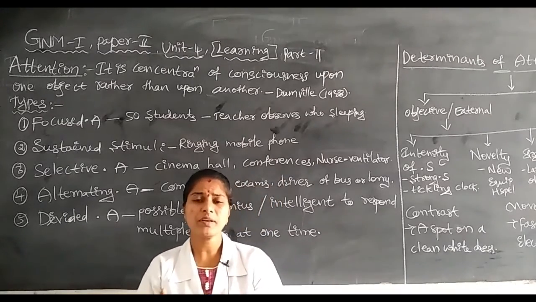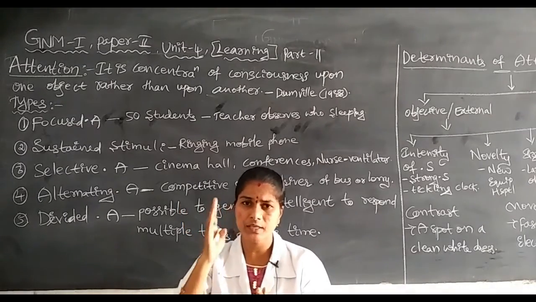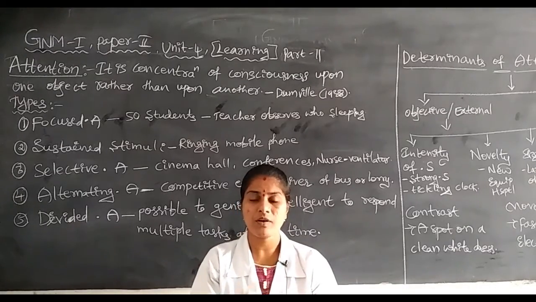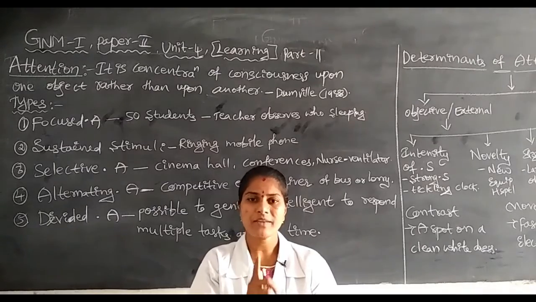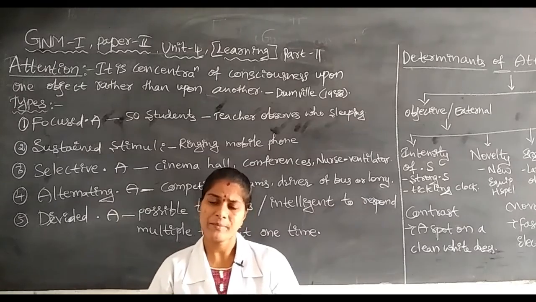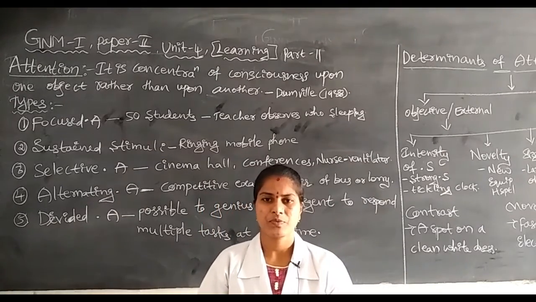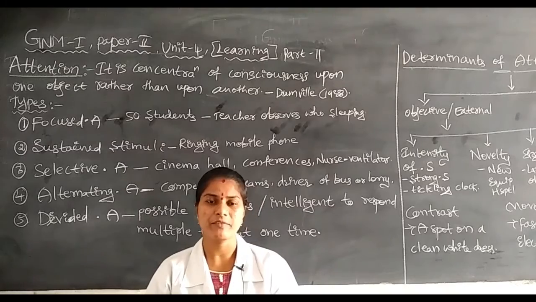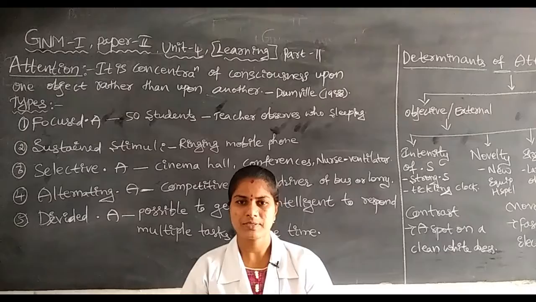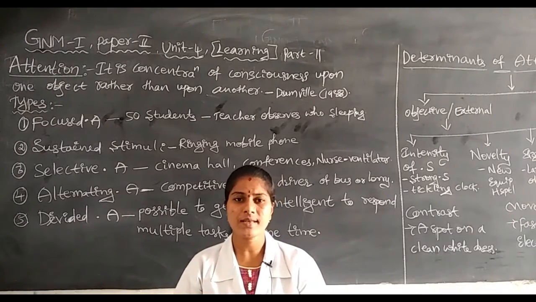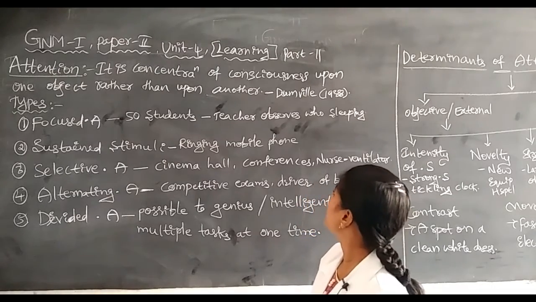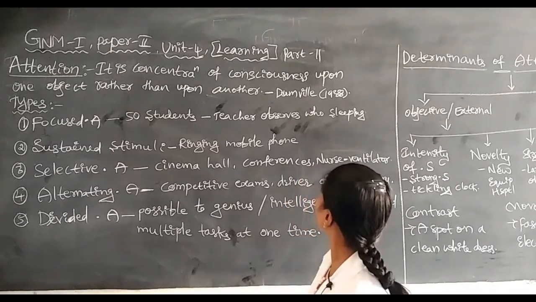In a group of different types of people, with different types of communication, we concentrate on only one particular speech, or particular person, or particular objective. Why? Because we have some concentration, some attractiveness on that particular objective or person. That we call attention. This definition is given by Dumville in the year 1938.